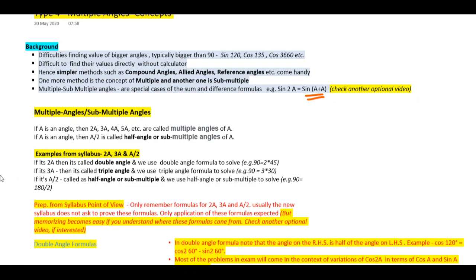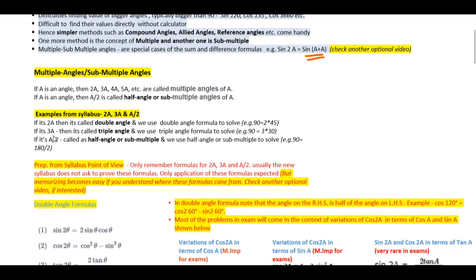So you don't have to sweat too much about that. And I've written it here from, for example, examples from the syllabus, right? So there are only 3 variations on the multiple angle: 2a, 3a, and submultiple angle a by 2. So if the given angle is in the shape of 2a, then we will call it a double angle because it's twice, and then we will use the double angle formula that we'll be discussing.